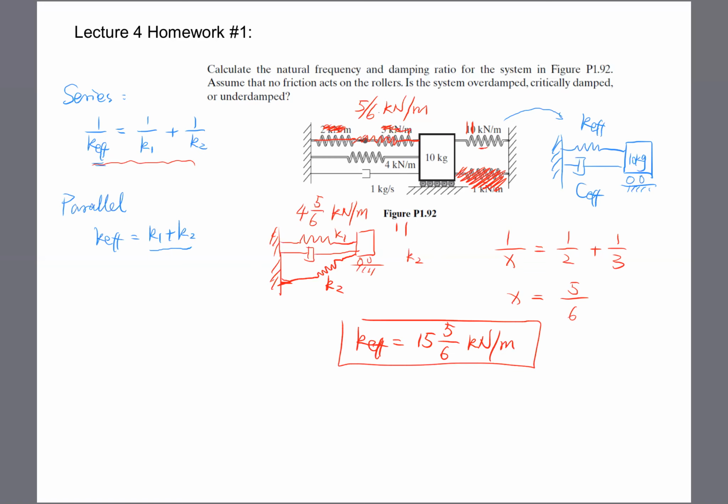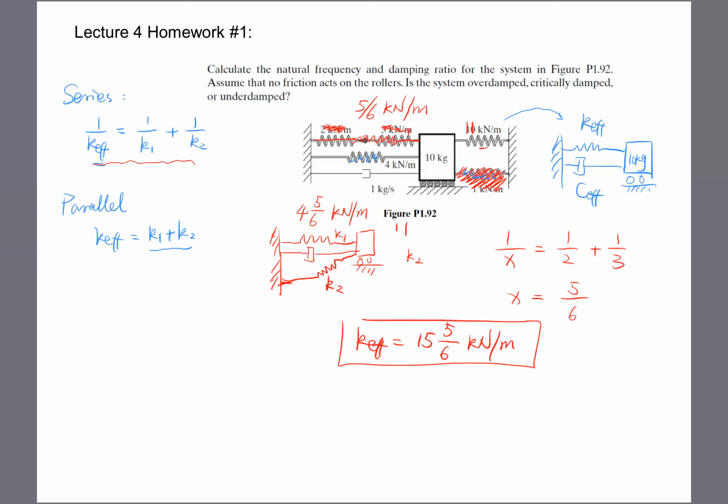So when you see a lot of springs, don't panic. Just simplify, just eliminate them one by one. If you recall my method, I first erase this spring, then I merge these two springs, and then erase this spring, and then eventually merge the last two springs. By doing so, we got the K effective.